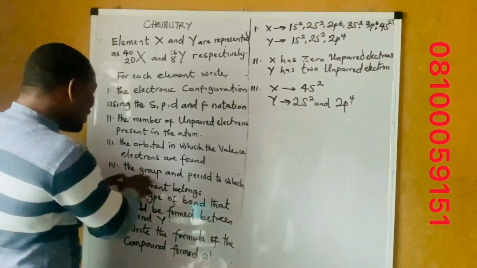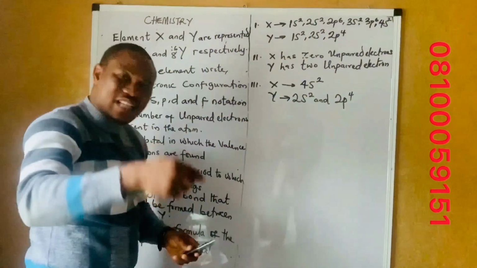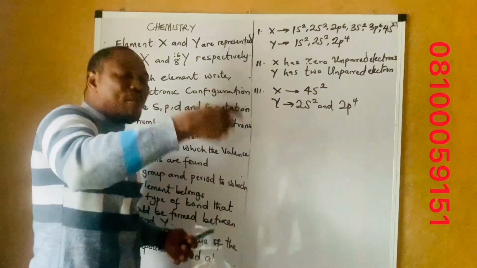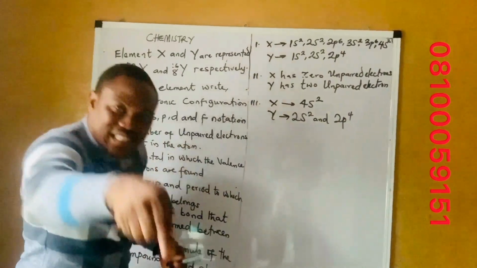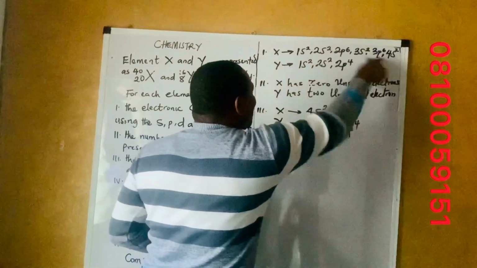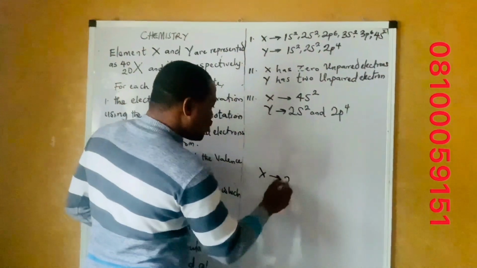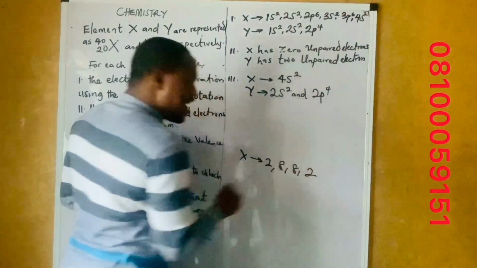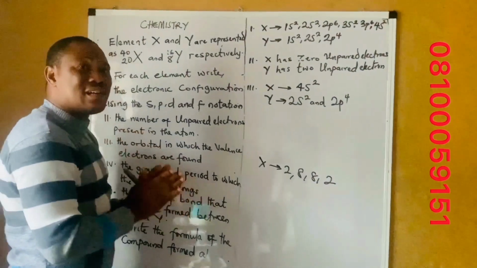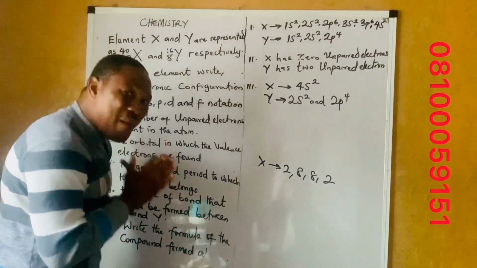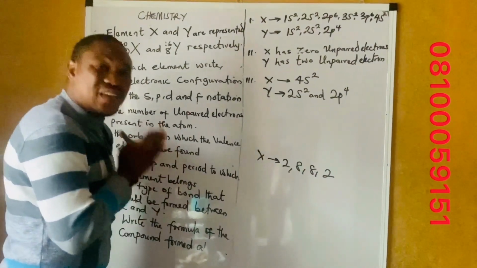So, I said the group and period to which the element belongs. How do you get the group of an element? We are still talking about the valence electron. The number of valence electrons in the outermost shell of a neutral atom is the group. What am I trying to say? Look at this. I gave something when I started for X: the electronic configuration, which is 2, 8, 8, 2. You can see these questions are just coming into themselves, so you must understand the rudiments, the basic, fundamental things in chemistry.